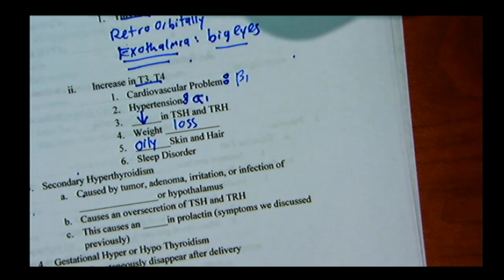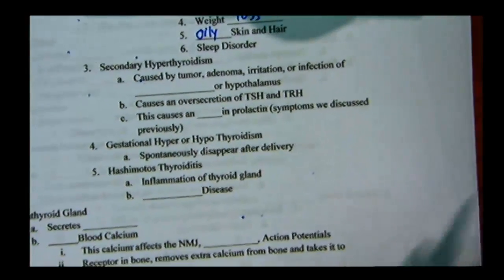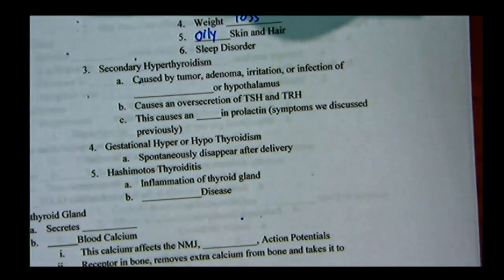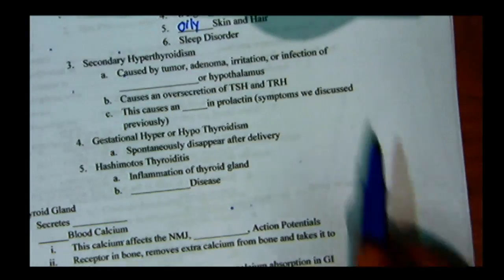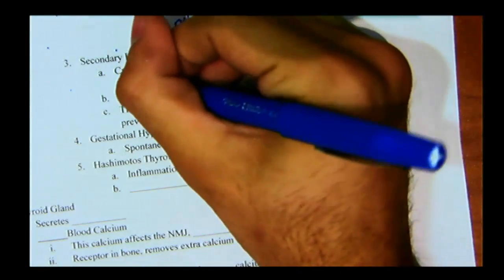Anterior pituitary. Causes oversecretion of TSH and TRH. This causes a what in prolactin? Increase in prolactin. And then it's all the symptoms we discussed for hypothyroidism. Primary hypothyroidism.